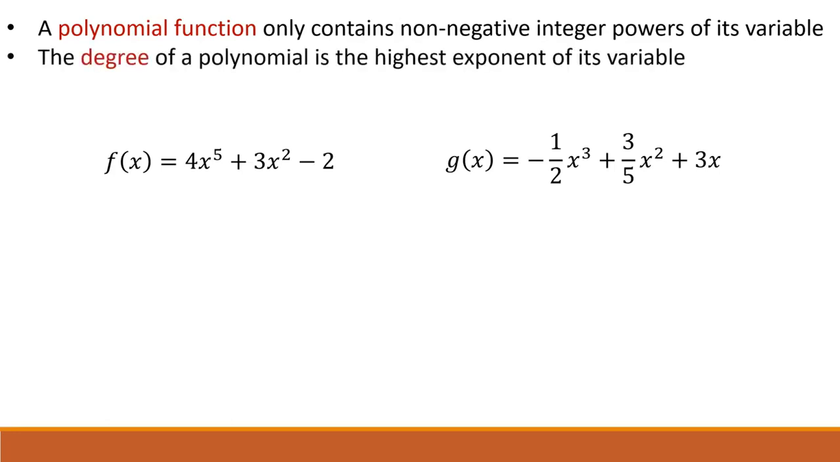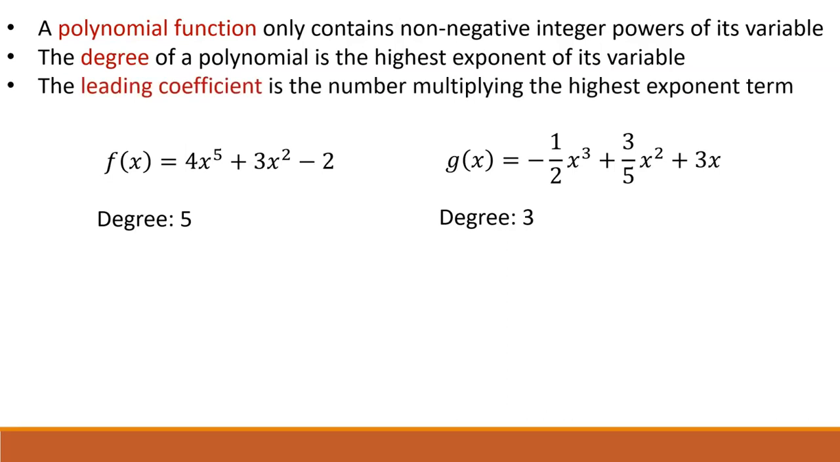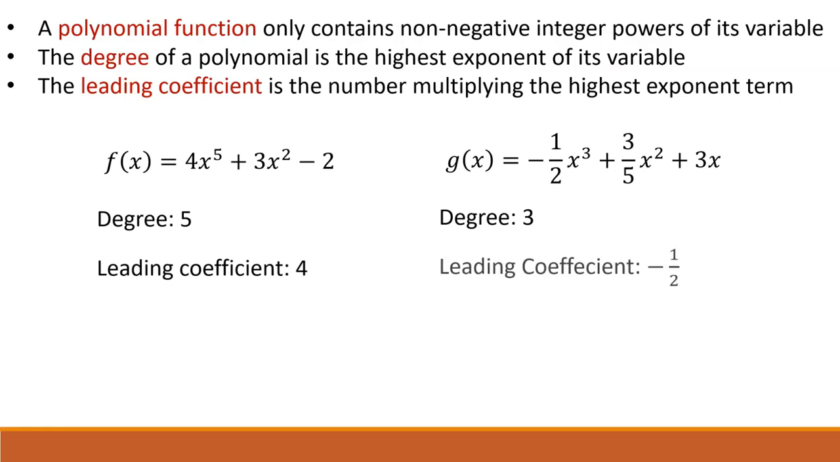The degree of a polynomial is the highest exponent of its variable. Function f of x is of degree 5, because that's the highest exponent we see. And g of x is a third degree polynomial. The leading coefficient is the number multiplying the highest exponent term. Our function f has a leading coefficient of 4, and our function g has a leading coefficient of negative 1/2.